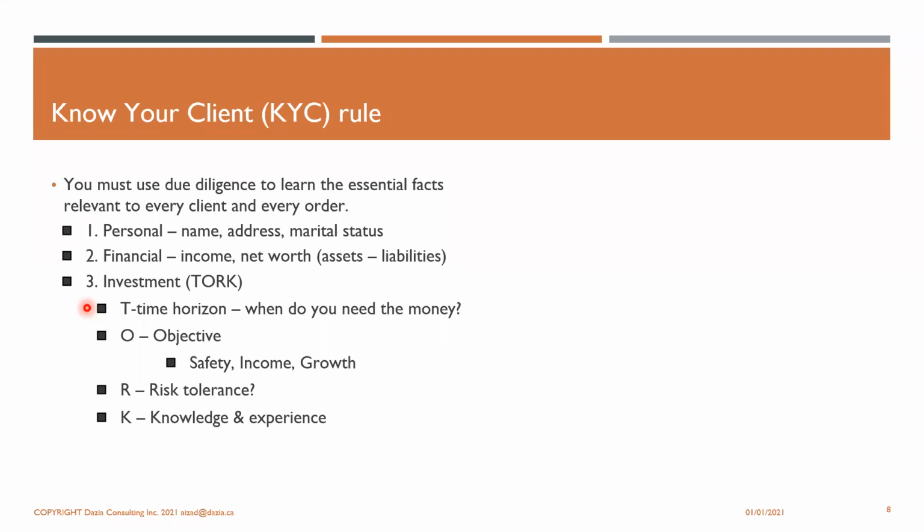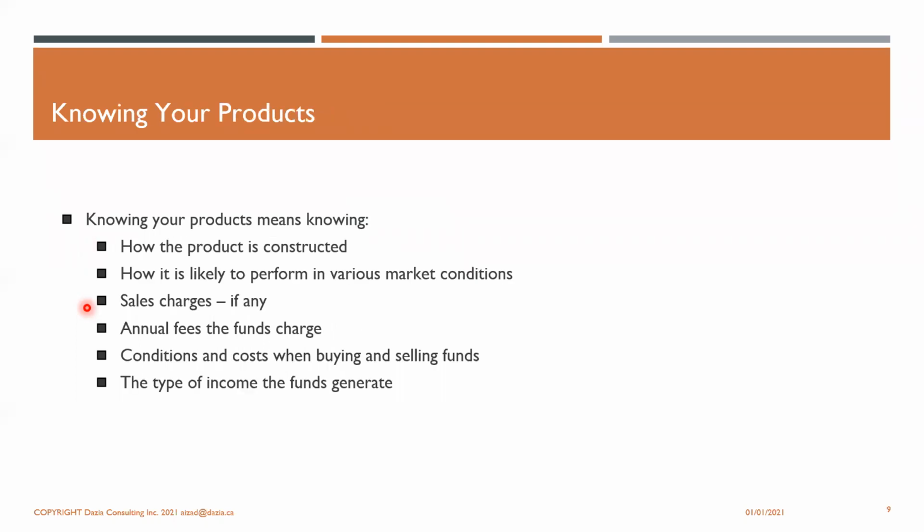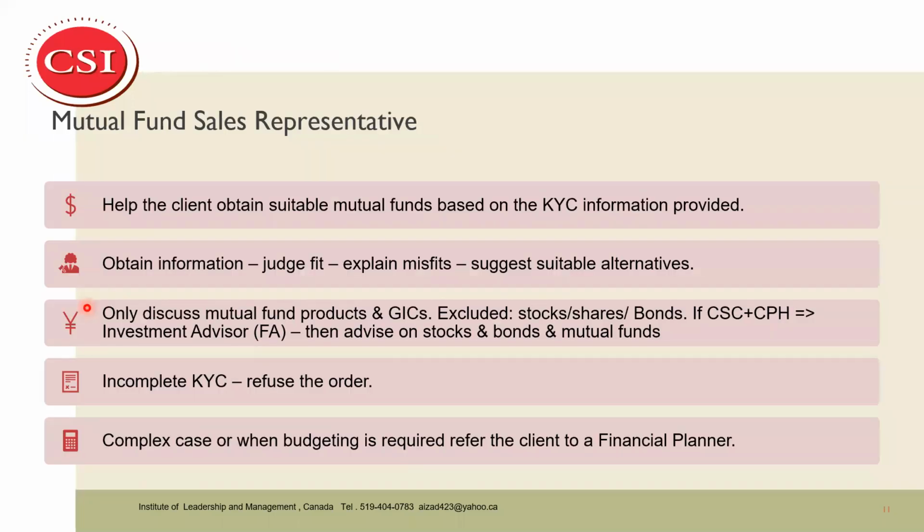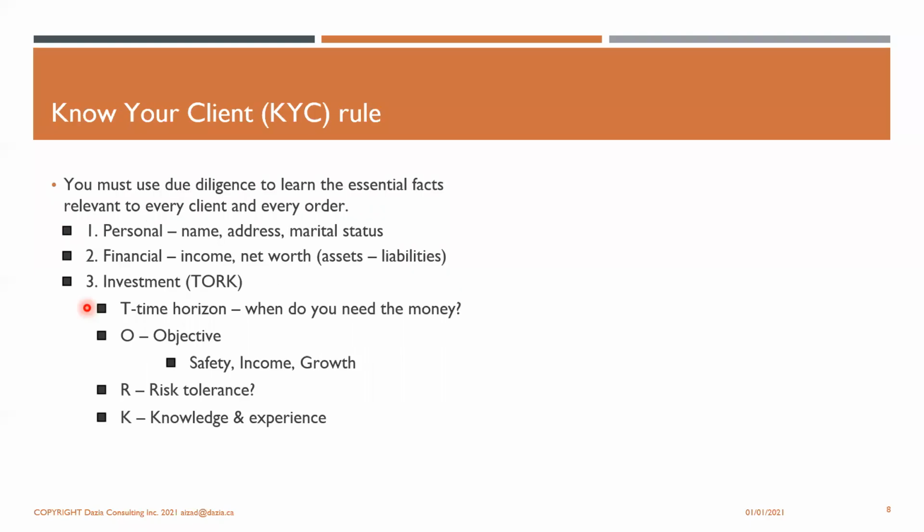O is objective. What is the objective? There should be safety, income, and growth. So, what is the purpose of putting the money in? We'll talk about that a little later. So, the safety is, of course, I don't want to lose any money. That is a safety objective.